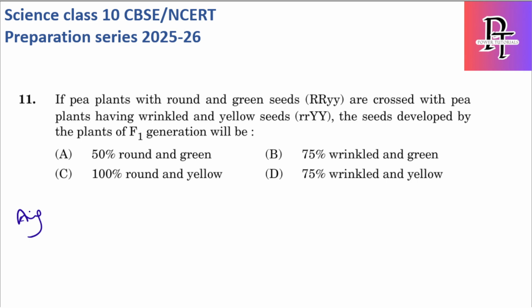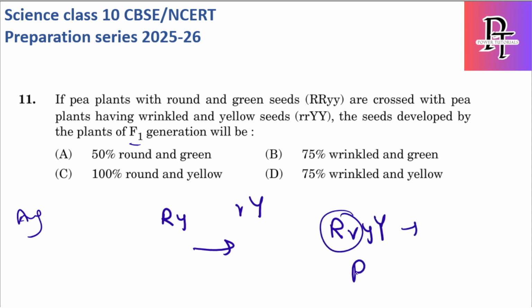If P plants with round and green RRYY are crossed with P plants with wrinkled and yellow, the seed develops for the first generation. Okay, so for the first generation, RR means I'll keep capital R, and small y is combined with small r and capital Y. So this combination will give me R, R, Y, Y. So the first generation will have all capital R's and all small y, capital Y's.